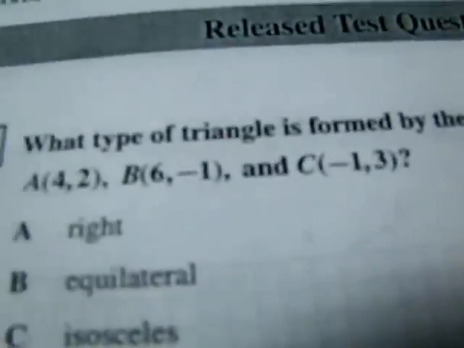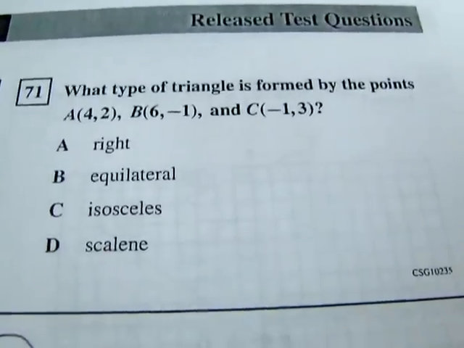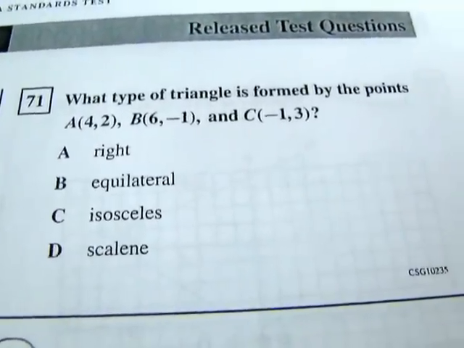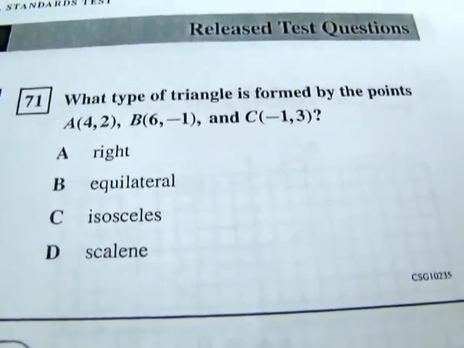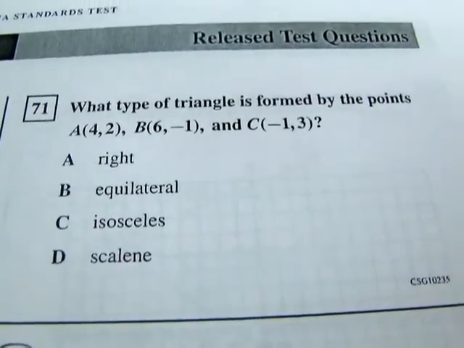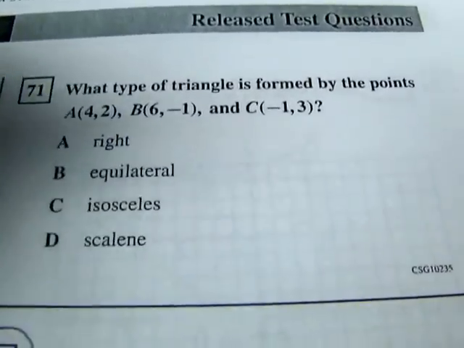Okay, 71. What type of triangle is formed by the points A (4, 2), B (6, -1), and C (-1, 3)? The best way to do this is to graph it. So let's make a little graph.